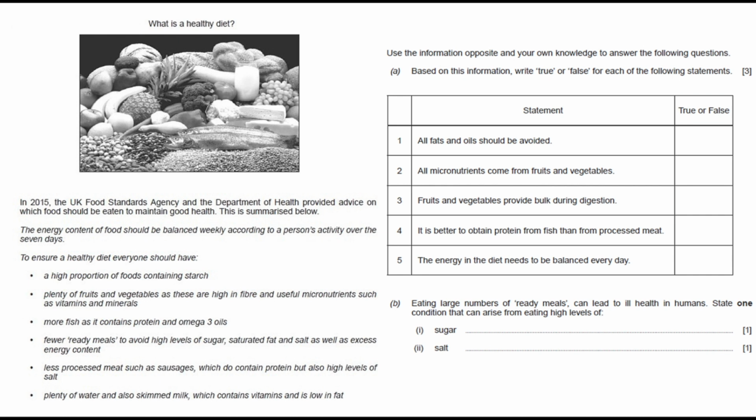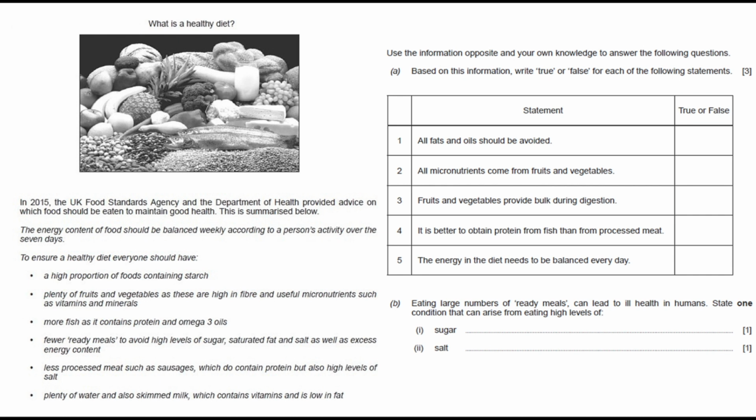In this first question, we're looking at providing answers that are true or false or short response answers. As you can see, there's quite a bit of information here in the question, so a good idea would be to highlight it when you first read the question.